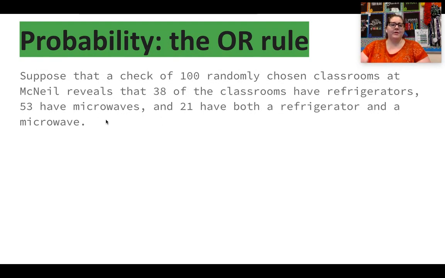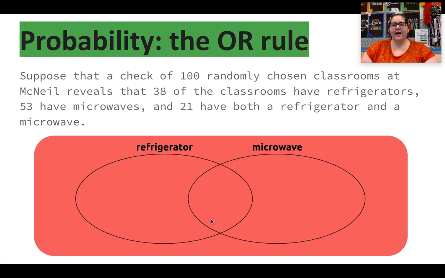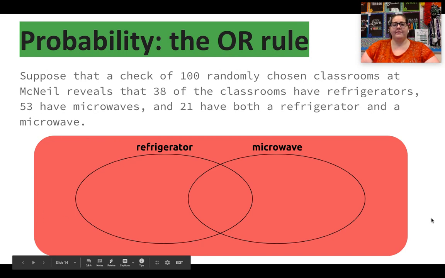So in this example, suppose that a check of 100 randomly chosen classrooms at McNeil reveals that 38 of the classrooms have refrigerators, 53 have microwaves, and 21 have both a refrigerator and a microwave. There's kind of two ways I can approach a situation like this. One way would be to make a Venn diagram. So I have a little circle here. I set up my background area, and then I have my refrigerator circle and my microwave circle.